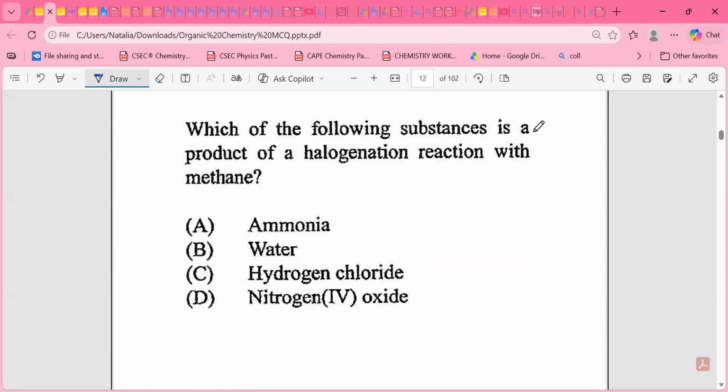Which of the following substances is the product of the halogenation reaction with methane? In halogenation, one hydrogen, we're reacting it with a halogen, right? So whichever halogen we use, the other product will be a hydrogen halide. The hydrogen halide we're seeing here is hydrogen chloride. So our answer is C.